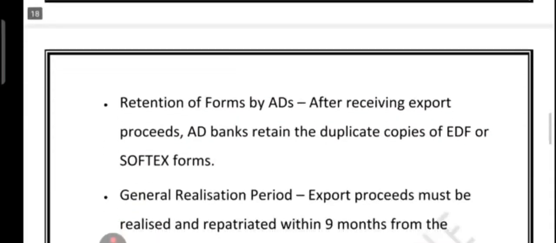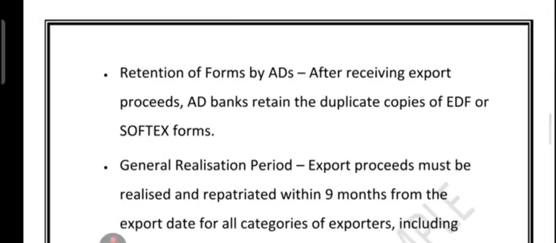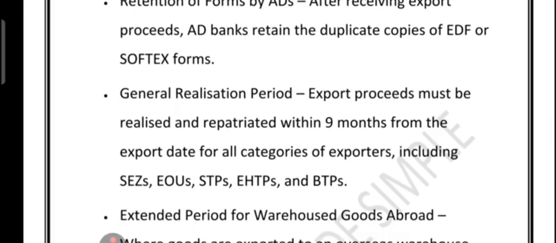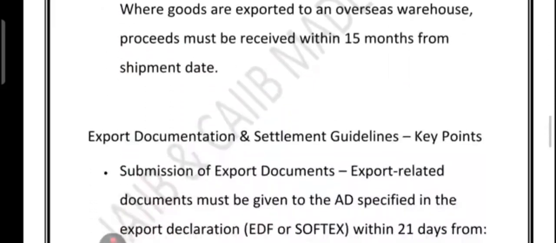And here is the important deadline. Normally, export payment must be received and brought back to India within 9 months from the date of export, whether you are SEZ, EOU, STP, ESTP or BTP. But if you have sent goods to an overseas warehouse, you get a little more time, which is 15 months from the shipment. So in short, fill the right form, submit it to the right place, and make sure your payment comes in time. These are very important things.